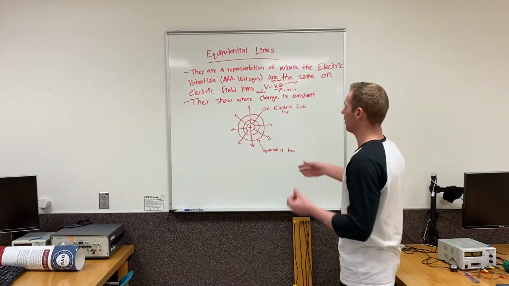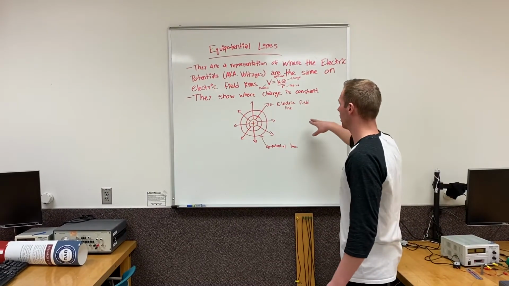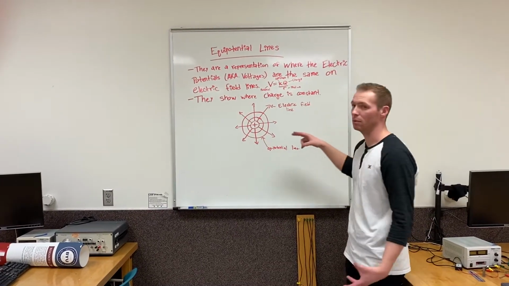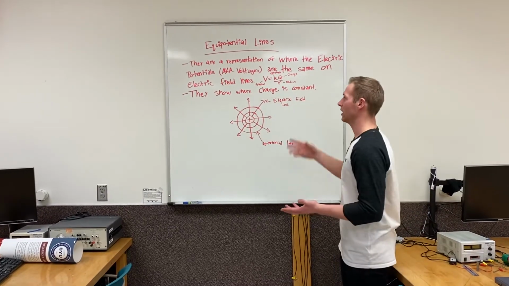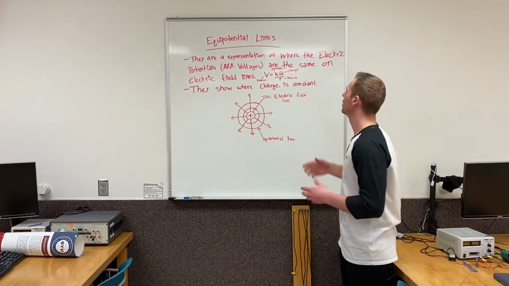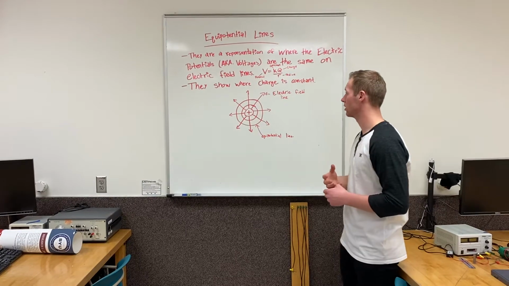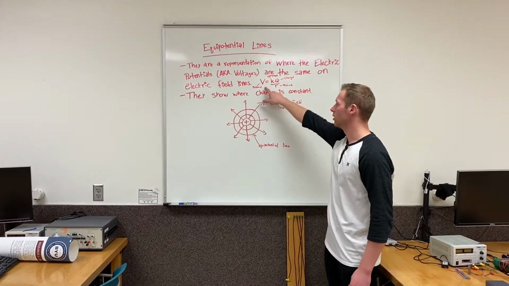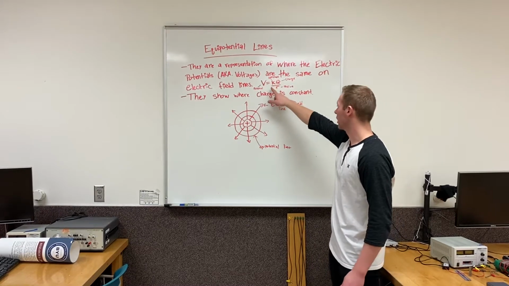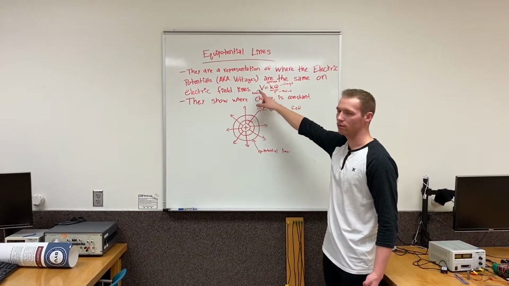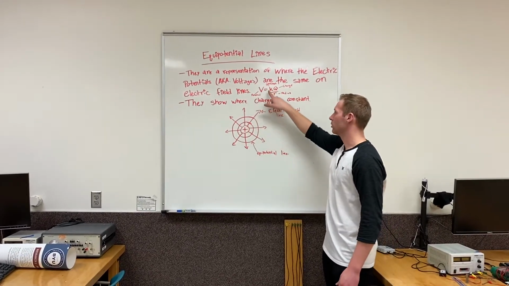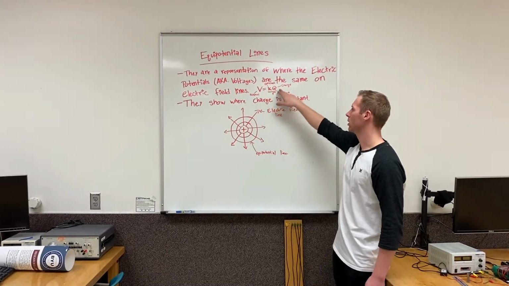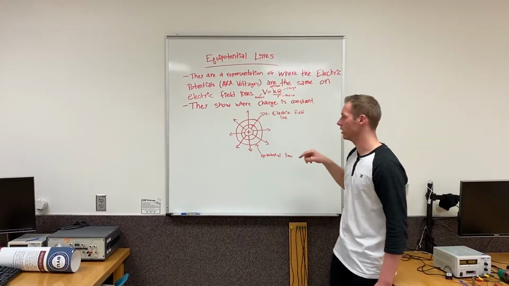So yeah, equipotential lines are a representation of where electric potentials, or aka the voltages, are the same on the electric field lines. And here's the equation for this. Electric potential, or V, or voltage, is equal to our constant multiplied by our charge divided by our radius.